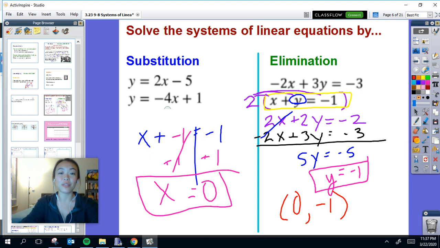All right, so that was just a brief overview. This is all review of linear equations by substitution and elimination. We're going to use the same methods, but with quadratics today.